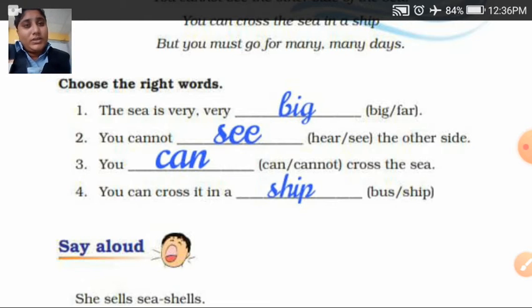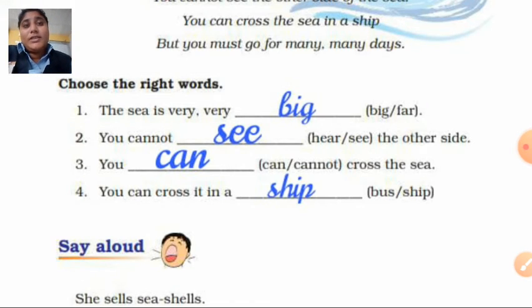Previously, it wasn't. People were scared of going in the sea because most of them didn't know how to swim. Do you know how to swim? Good for you if you know. You can cross it in a ship or a bus. We can cross it in a ship, definitely not in a bus, because the bus would drown.